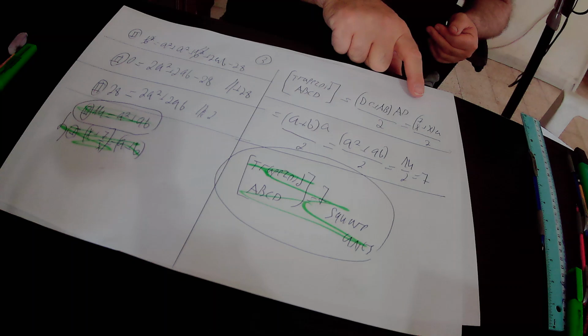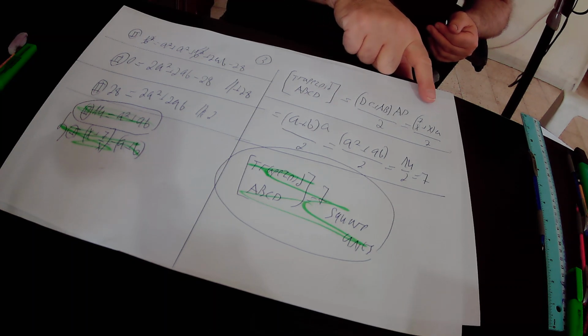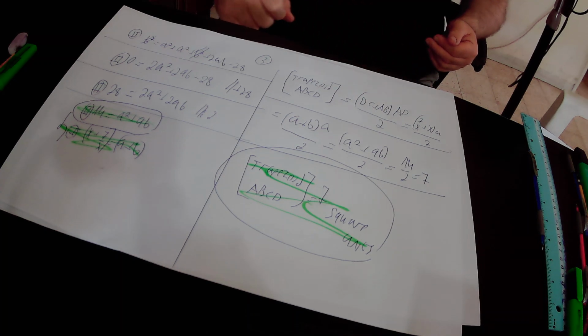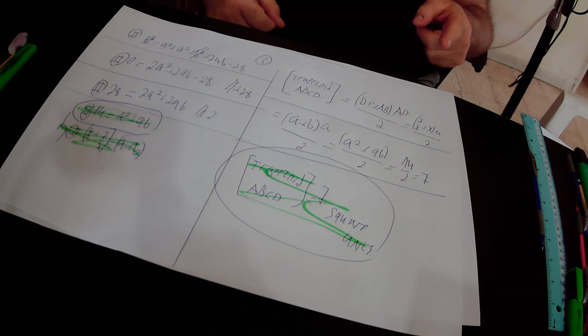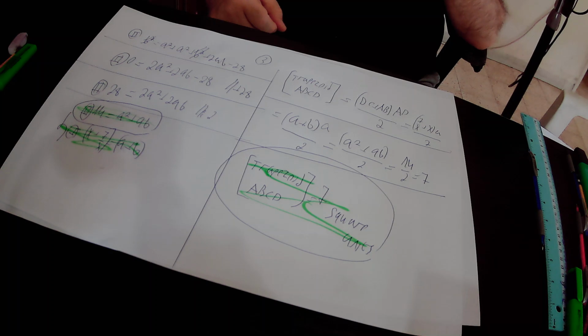DC is 7 over x, and AB is x. AD is a according to our definition, divided by 2. So in conclusion, we found out that the area of trapezoid ABCD equals (7 over x plus x) times a over 2.